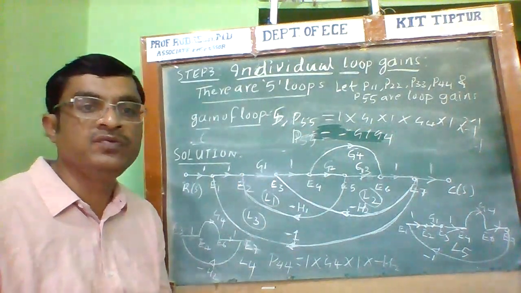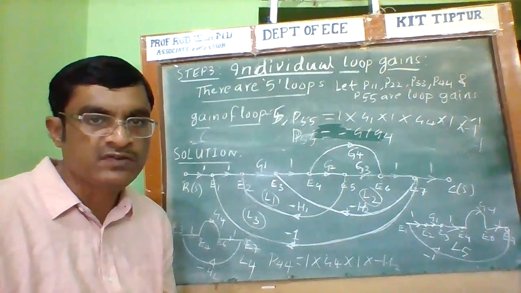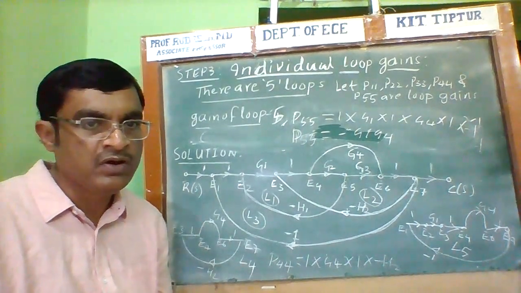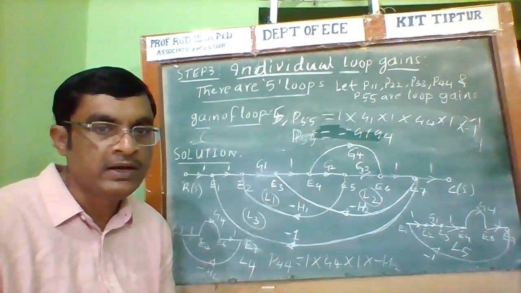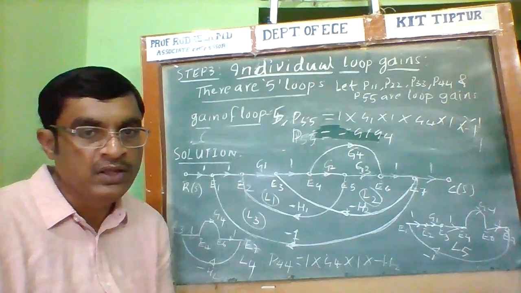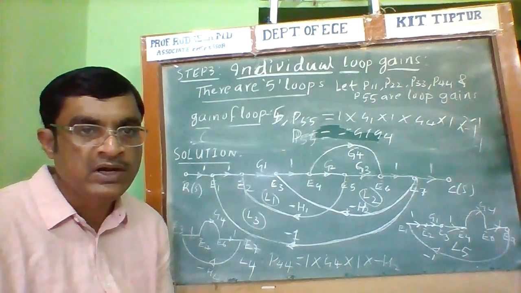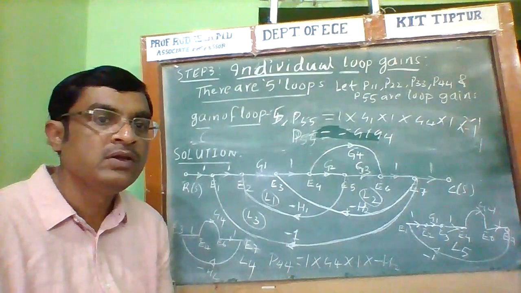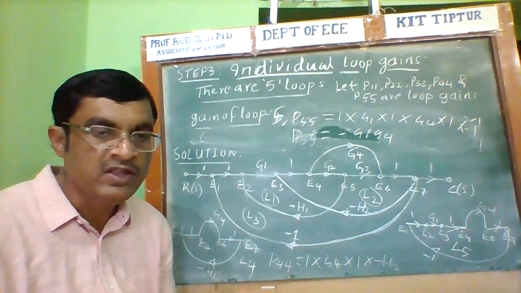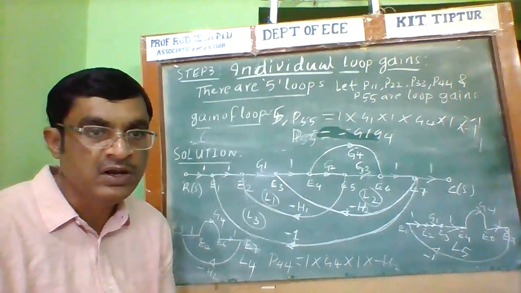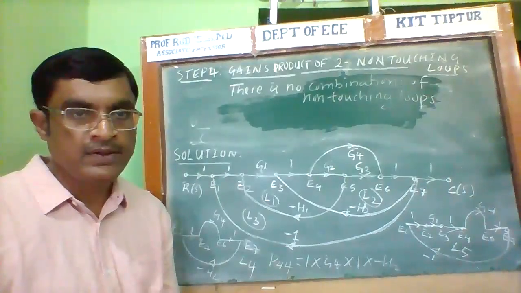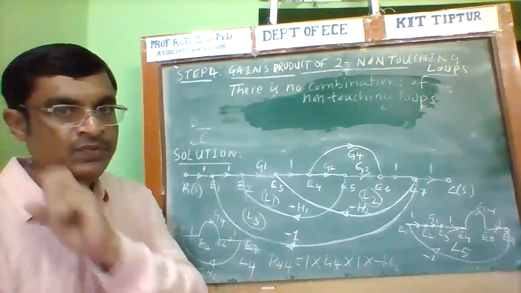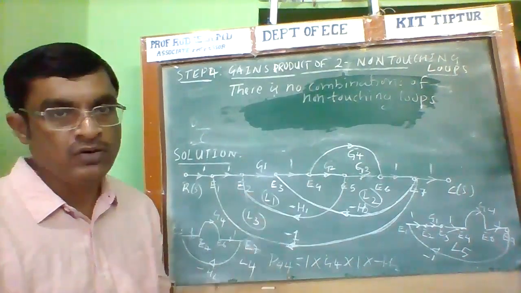In the next step, after the individual forward path gain calculation and the individual loop gains are over, we need to calculate the gain products of the non-touching loops. We need to identify the non-touching loop combinations and find the gain product of the non-touching loops in step 4. In step 4, we go for calculating the gain products of two non-touching loops.